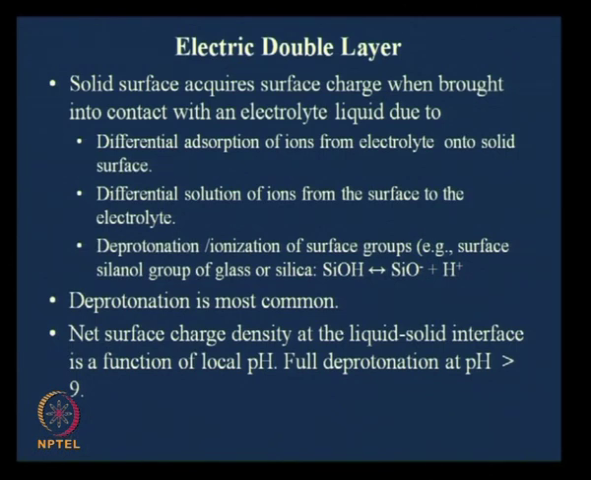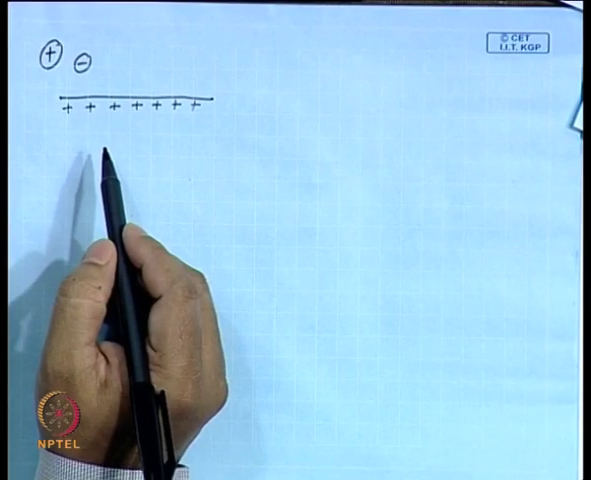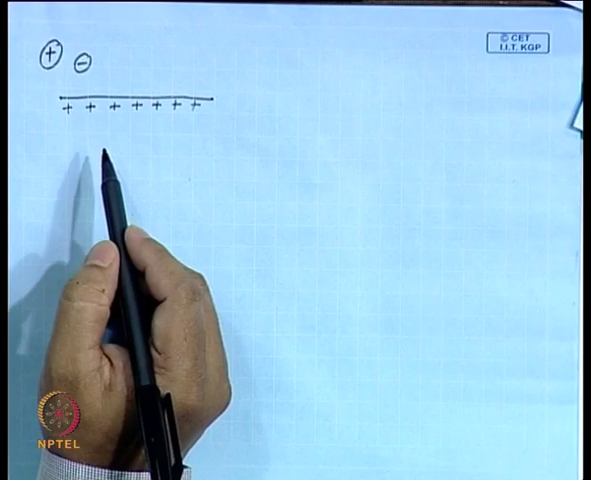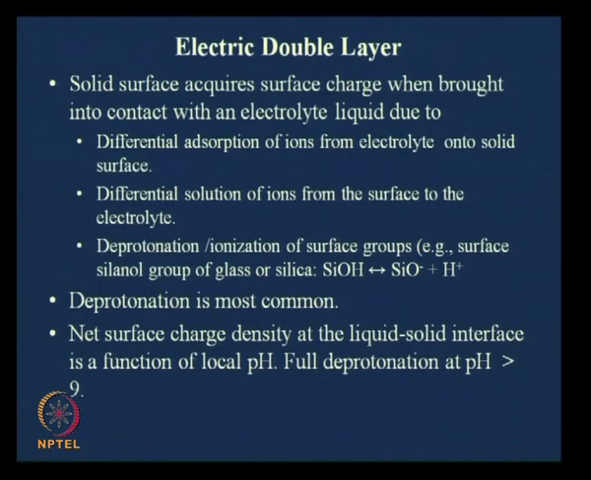All right. So, for various reasons some charges may develop on the surface. Deprotonation is most common, and net surface charge density at the liquid solid interface is a function of local pH. Full deprotonation at pH greater than 9. Net surface charge density at the liquid solid interface is a function of local pH. You must appreciate this, because pH gives you the hydrogen ion concentration, right.